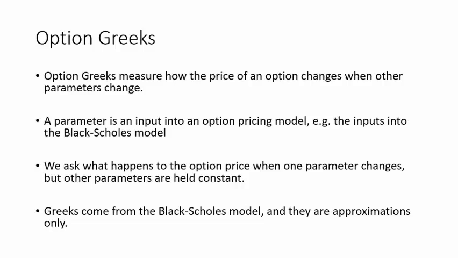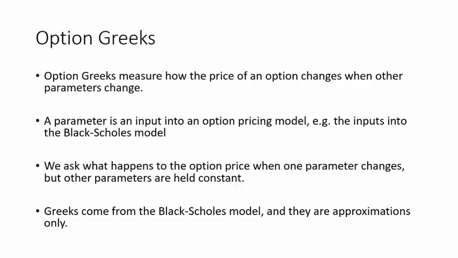What these option Greeks are then doing is measuring how the price of an option changes when these other parameters change. So for example, how does the price of the option change when the underlying stock price changes? That would be one of the Greeks. Now, one of the key things to remember about these option Greeks is that they're asking what happens to the option price when a parameter changes, but other parameters are held constant. Okay, this part is quite important.